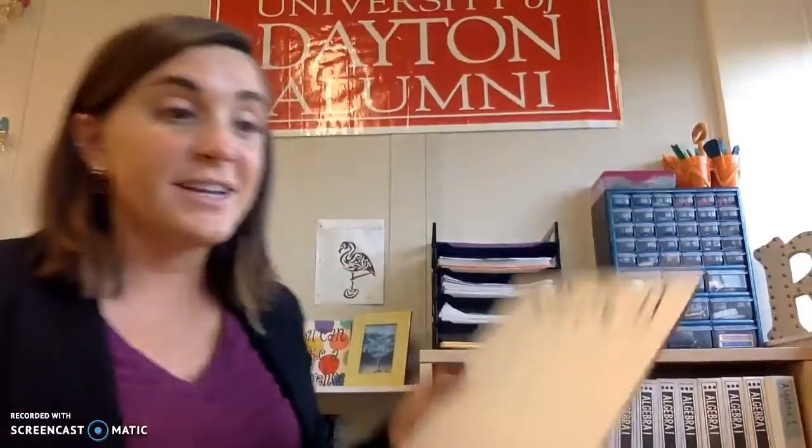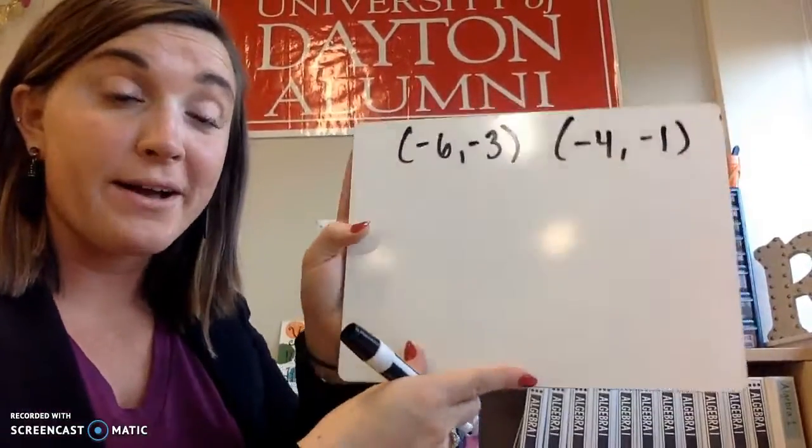Number 8, we've got negative 6 comma 3. That was not a 3 I just made on this board. Glad you guys didn't see that. That was bad. Don't even think it was a number. All right. Negative 6 comma negative 3 and negative 4 comma negative 1.